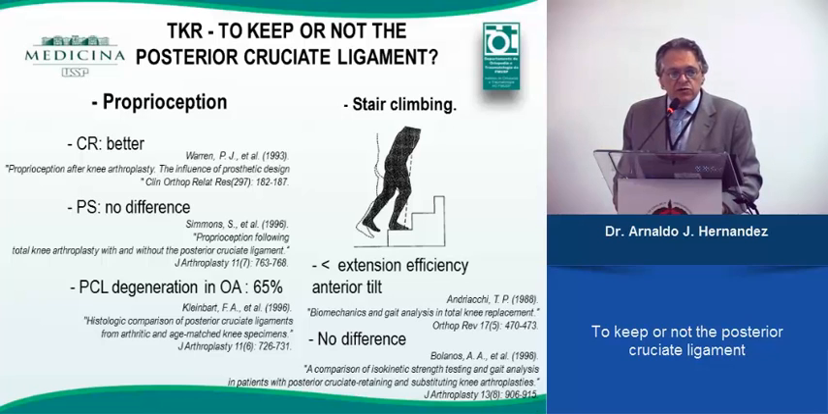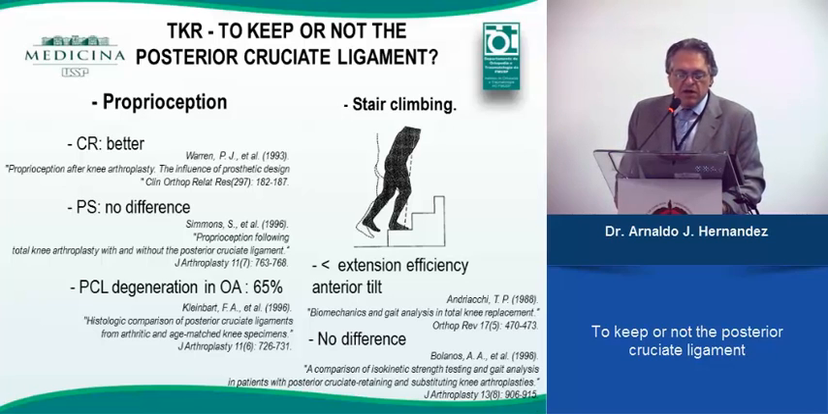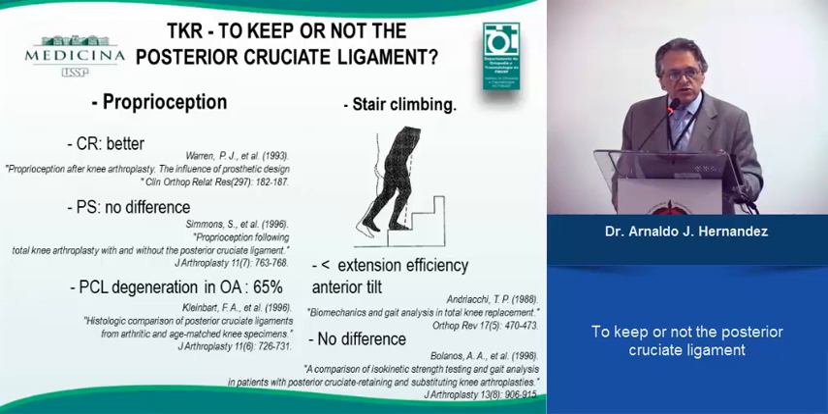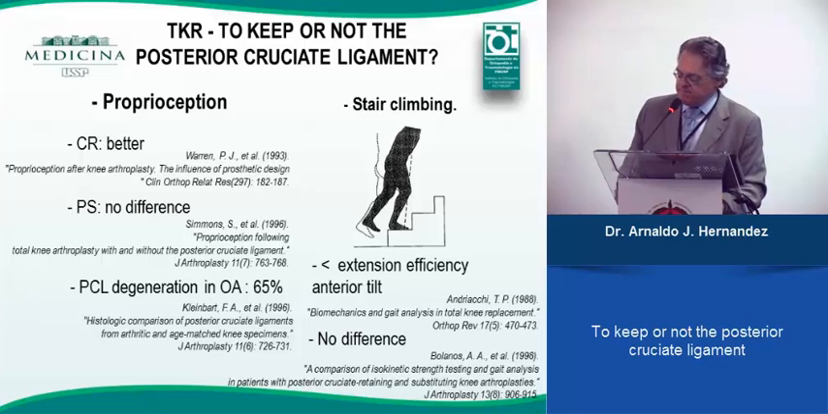But the PCL, although you have some histological arguments to show that you have some degeneration in this structure, this degeneration is not so important. All of us who do replacements frequently find a very degenerative knee with a quite good posterior cruciate ligament. So it's a matter of discussion.